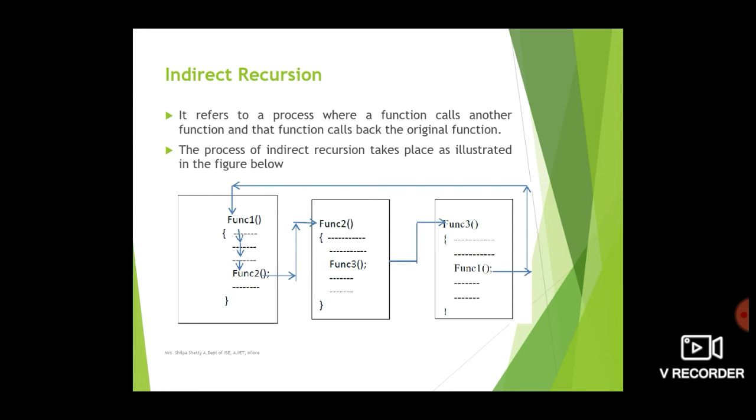If you observe this figure, we have function 1 which calls function 2, so the control goes to function 2. This function 2 calls function 3, so the control again goes to function 3, and we see that function 3 calls function 1. So after 3 cycles, that is after finishing function 1, function 2, function 3, again function 1 will get called. This type of recursion is called indirect recursion. But most of the examples that we see in this session will be related to direct recursion, where a function calls itself directly.